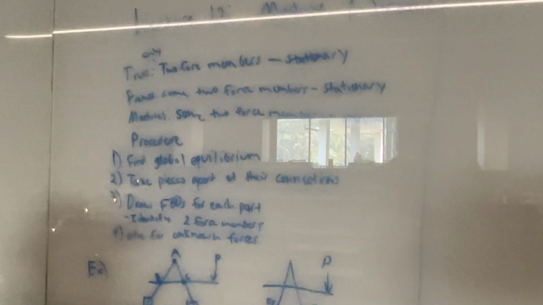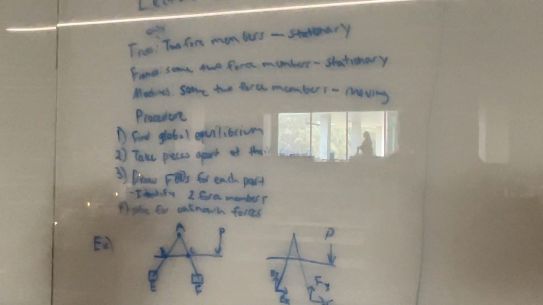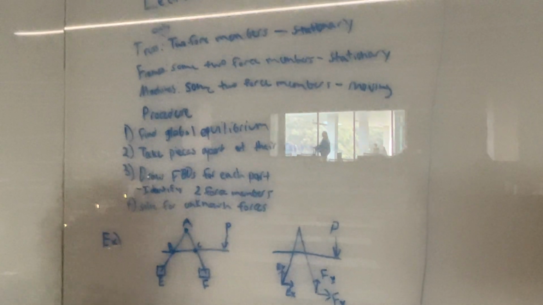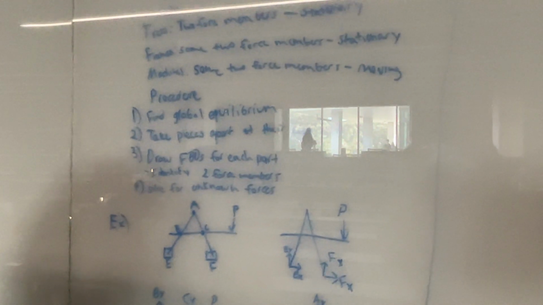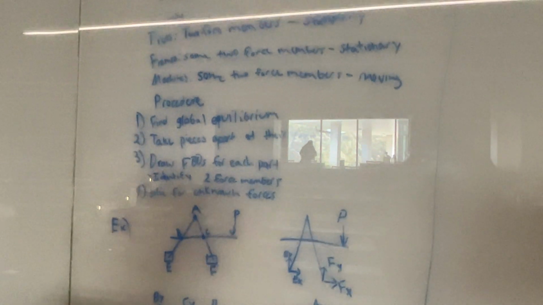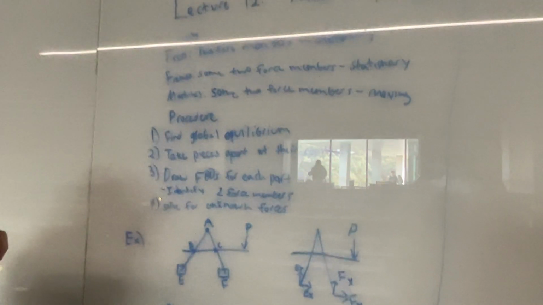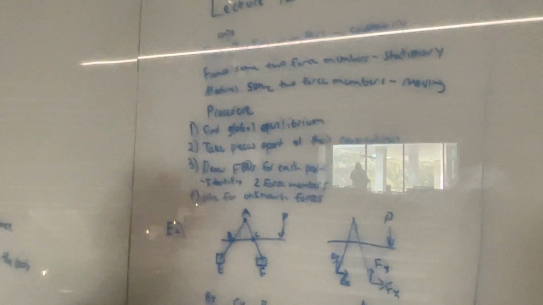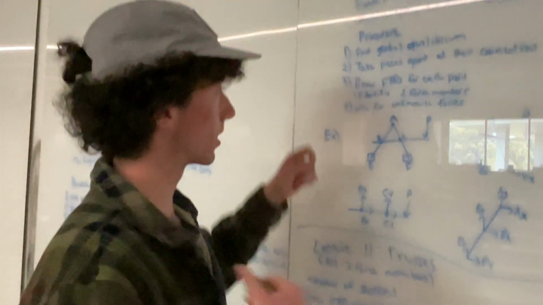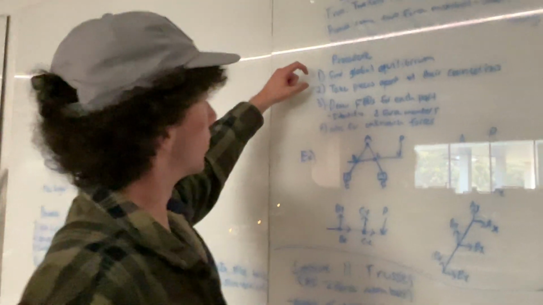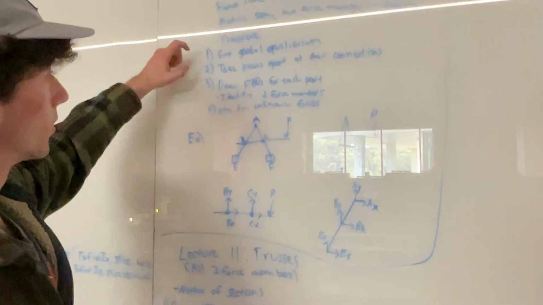A frame is going to be partially made of 2 force members, but it's still going to be stationary, but it's just going to have non-2 force members included. And then a machine will also have some 2 force members, but it's going to move. And so the process is a little different because we're not going to be cutting anything apart, but we will be taking it apart into the pieces, at pivot points where things can actually be separated physically. So this part's optional. I'm going to skip over that.